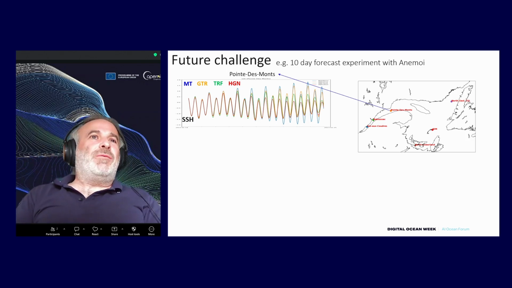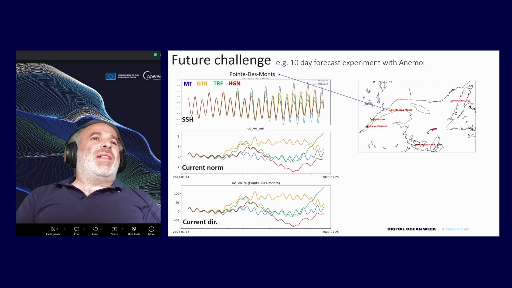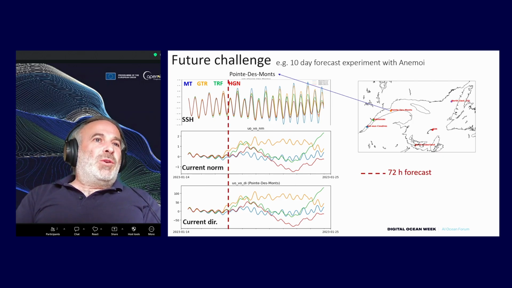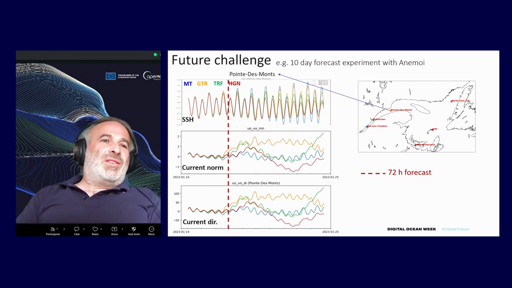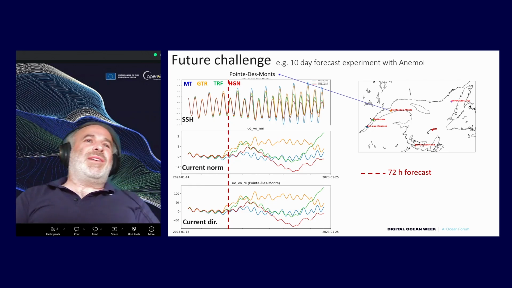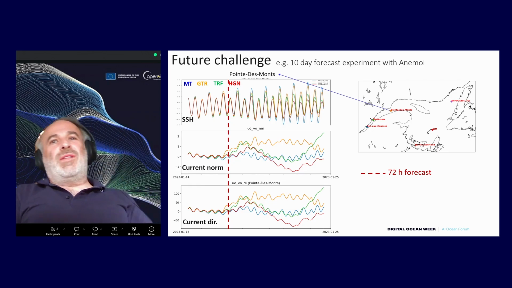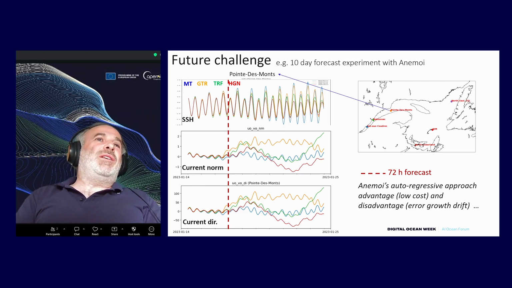But the challenge here, if we go next, please. This is sea surface height predicted by Anemoi, and you have the model truth in blue, and the currents. And you can see here at 72-hour lead time, it starts to drift. So that's one of the disadvantages of the auto-regressive approach.